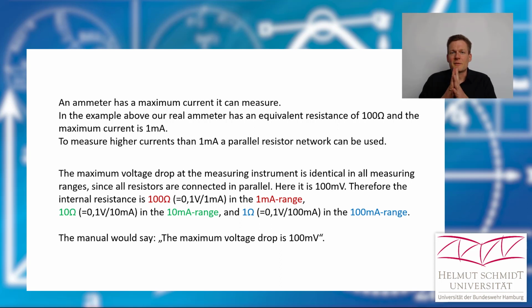So, we have always, when the maximum current for our measurement range flows, the same voltage drop at the device. In our example, the 100 millivolts. And therefore, the manufacturer just tells in its manual that this device has a maximum voltage drop of 100 millivolt.